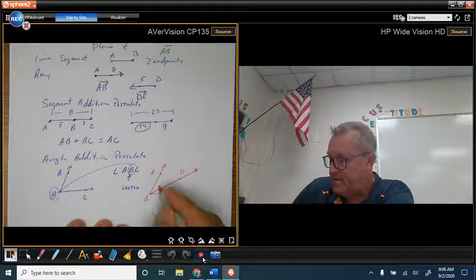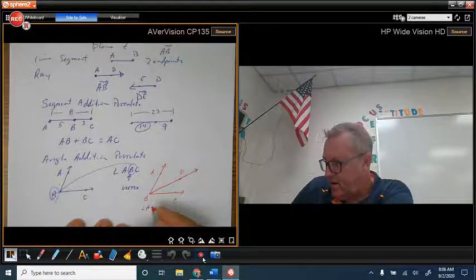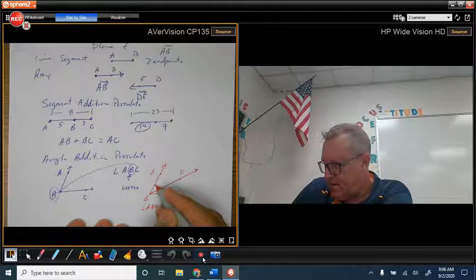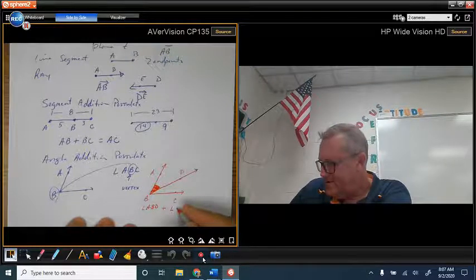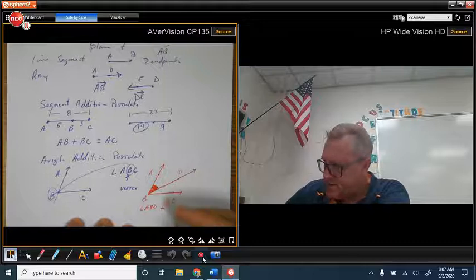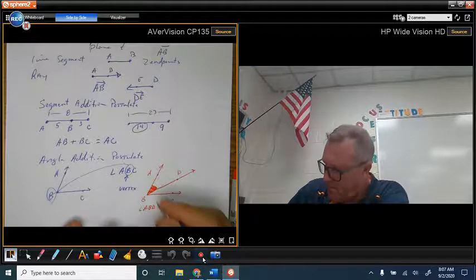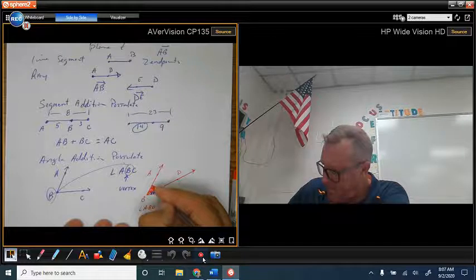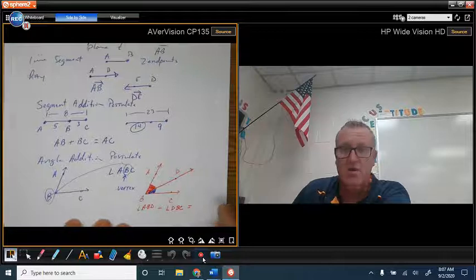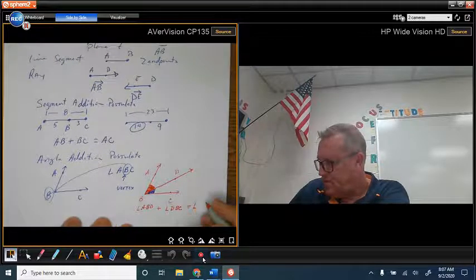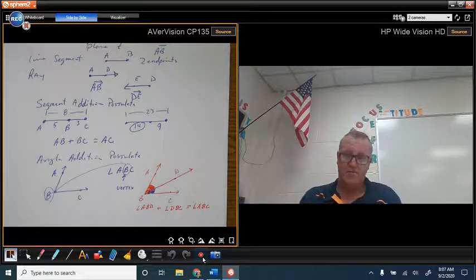I can set this up. That angle ABD, that's this angle right here, if I shade it in, that's that angle, plus angle DBC, that's this angle. If I add those two together, then they're equal to the larger angle, which is angle ABC.